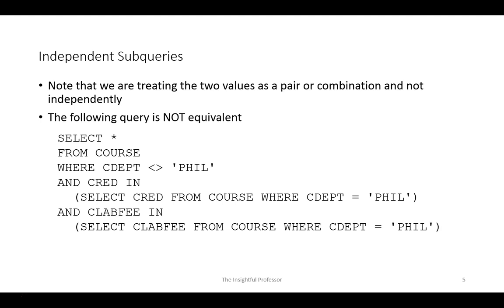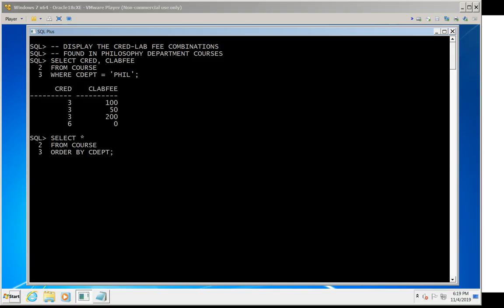This is not the same as having two queries as subqueries, where one returns the credit value for philosophy department courses and the other returns lab fee for philosophy department courses. These two queries, as shown here, are independent of one another. Our goal was to get the combinations of credit and lab fee, not simply to get a credit value of some philosophy course and a lab fee value of some philosophy course, possibly a different course, but we wanted the credit and lab fee values from the same course for philosophy to compare against other departments.